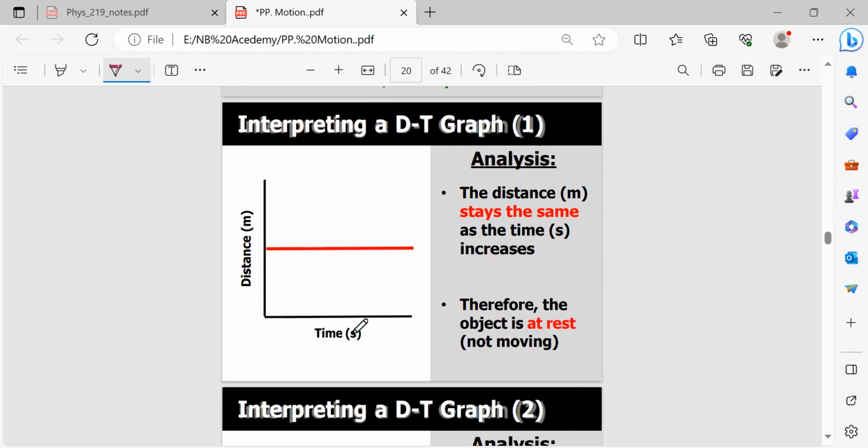Here, in the analysis of the distance time graph, the distance in meters stays the same. The distance is not increasing or moving backward, okay? As the time increases, and as we said before, the time never stops. Therefore, the object is at rest or not moving, or we can say stationary.